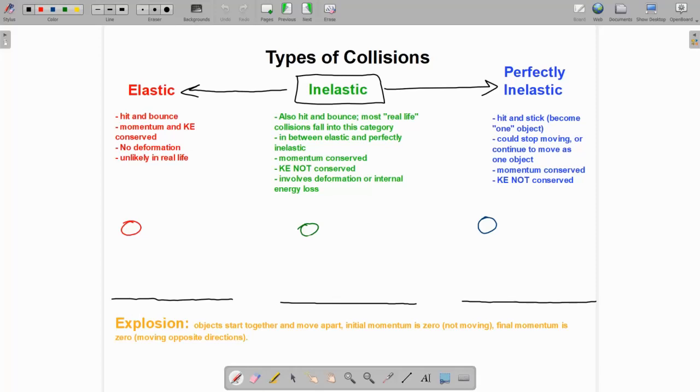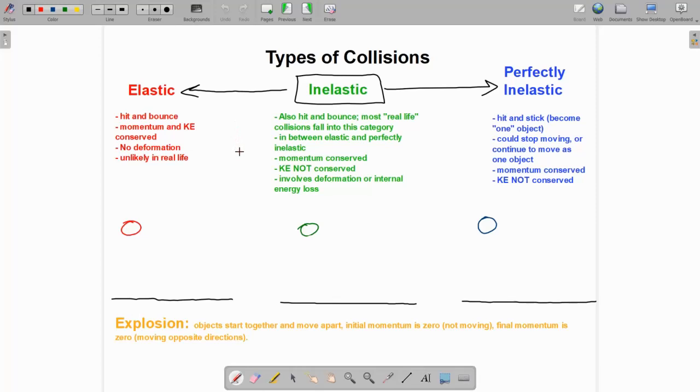So that would be an example of an explosion. Or let's say that there's two people that are riding together in a wagon or on a sled down a hill, and then one person jumps off. That would also be considered an explosion, where they started together in the same object and then one person left. Now, in terms of elastic, inelastic, and perfectly inelastic, you've got to be really careful about enunciating these words so that we know very specifically what we're talking about, because this can get confusing.